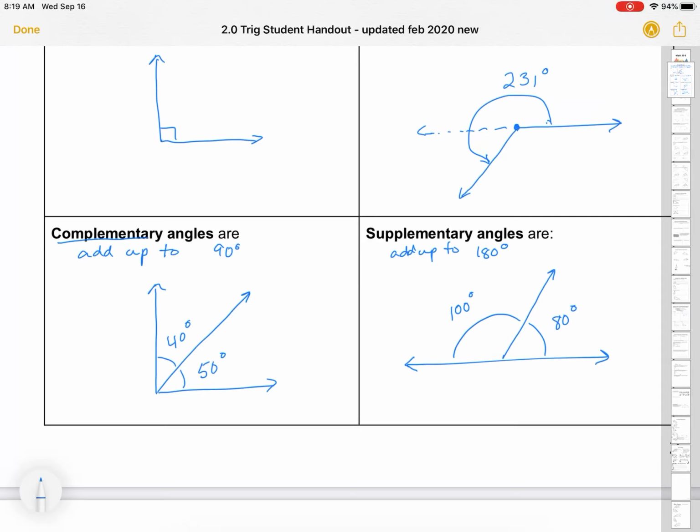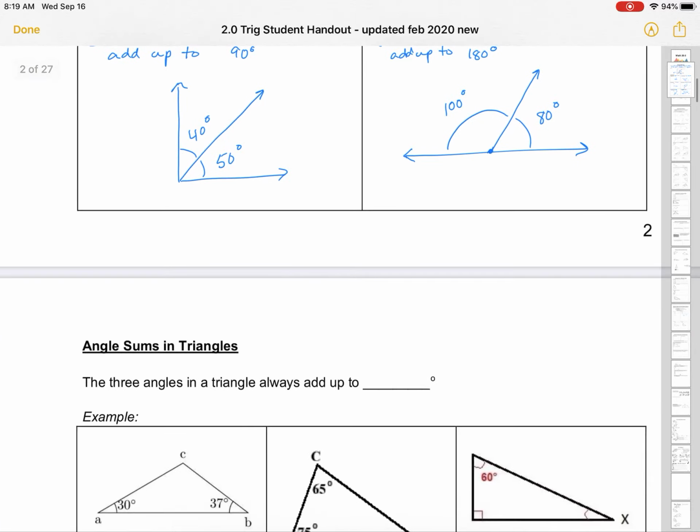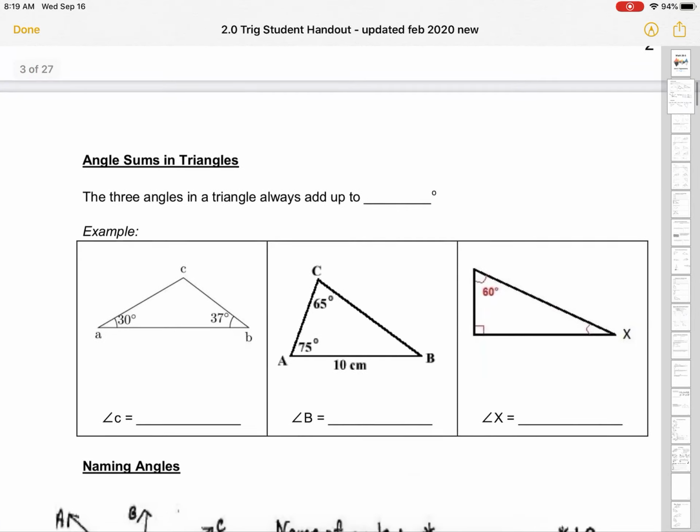Again, watch where the arcs are. Look at your rays. We still have a vertex there. And these are just names for different relationships. It becomes important if you're looking for missing angles and that sort of thing. So this is a little bit of basic angle review, okay? So we're going to do some work with this.